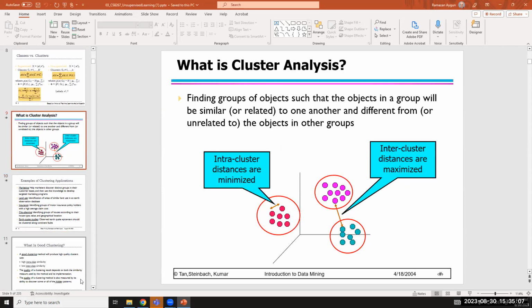So what is cluster analysis? In other words, it is grouping the data. That's the general definition. It is finding groups of objects such that the objects in a group are similar to one another and different from the objects in other groups. So our goal is to make sure that intra-cluster distances are minimized and inter-cluster distances are maximized. Typically, we pick a distance measure or similarity measure ahead of time and use it to determine the similarities.